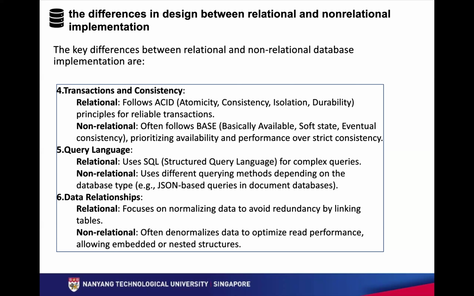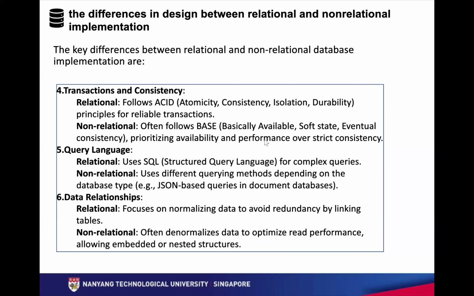About the query language, relational uses SQL for complex queries. Non-relational uses different querying methods depending on the database type. And the data relationships: the relational database focuses on normalizing data to avoid redundancy, and the non-relational often denormalizes the data to optimize read performance, allowing embedded or nested structures.